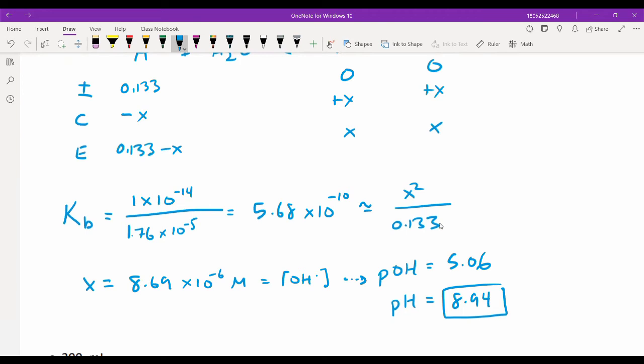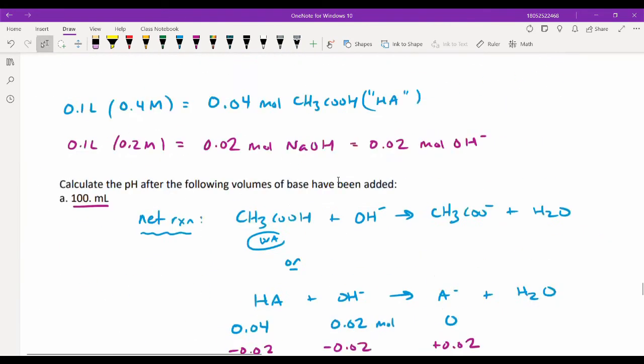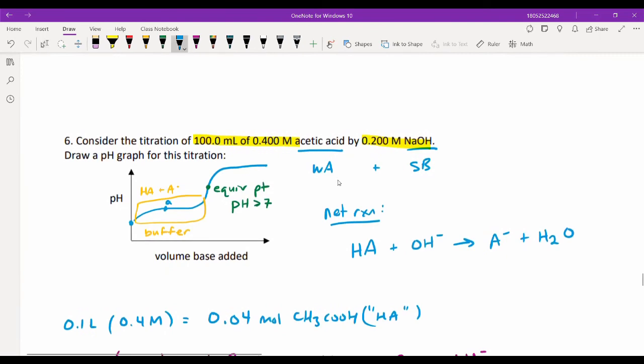All right, this makes sense. This is a weak base, so it does have a basic pH. And again, we just did the equivalence point. So we did one where we're before the equivalence point, that was a buffer region. We did one at the equivalence point. Again, just to complete this, we're going to go past the equivalence point and do one more part, and then we'll have done essentially every part of this kind of titration.